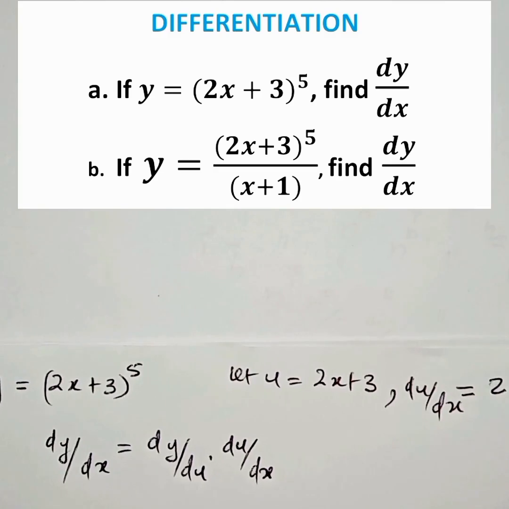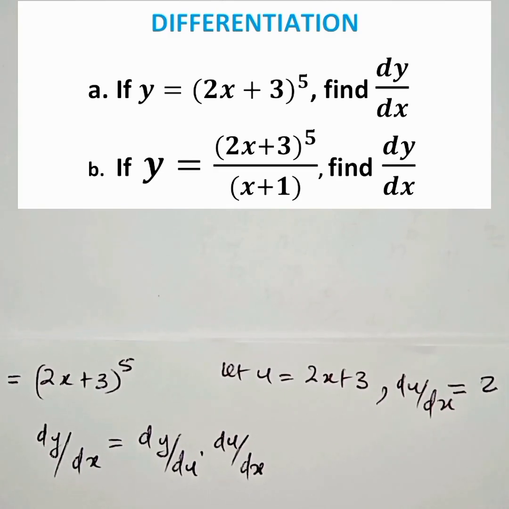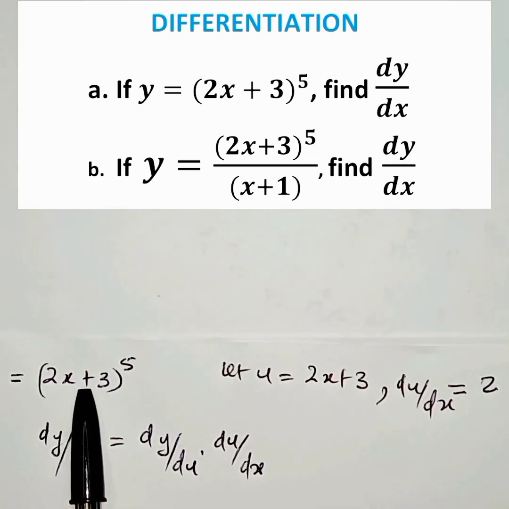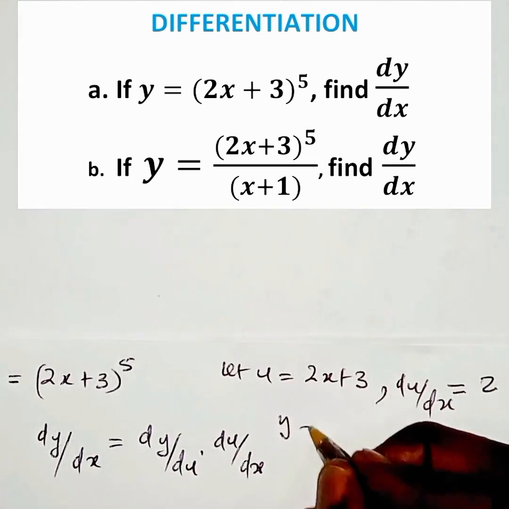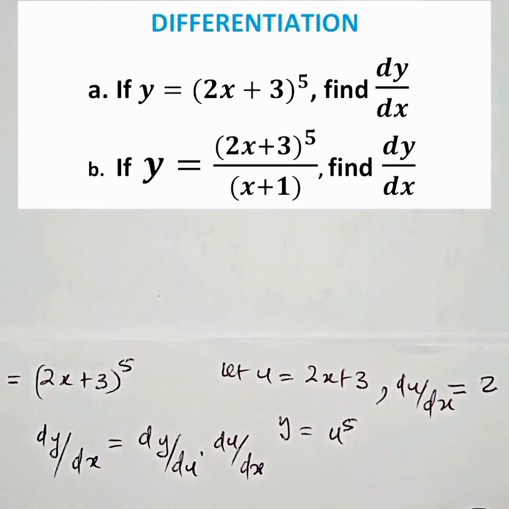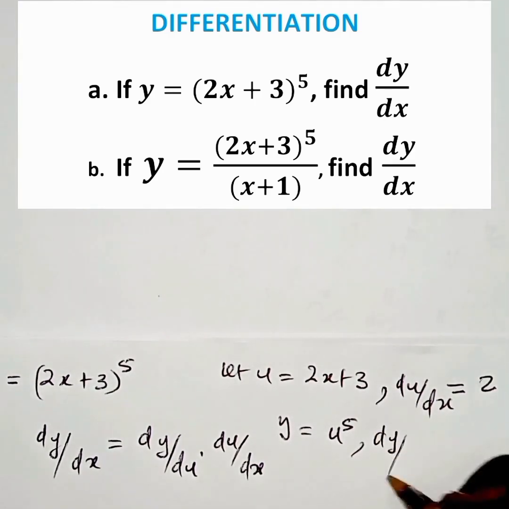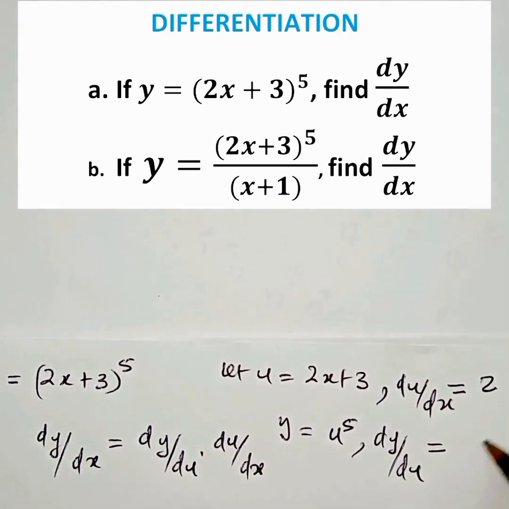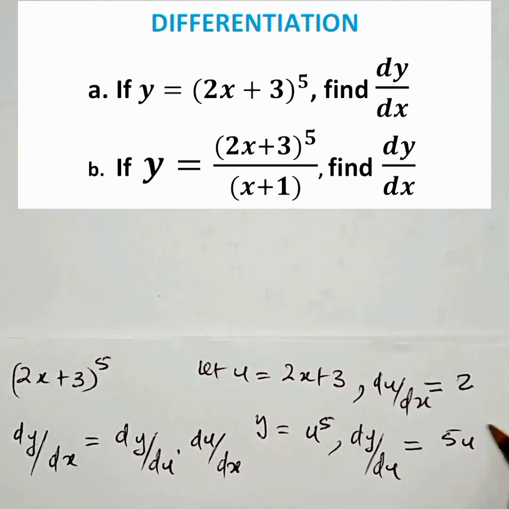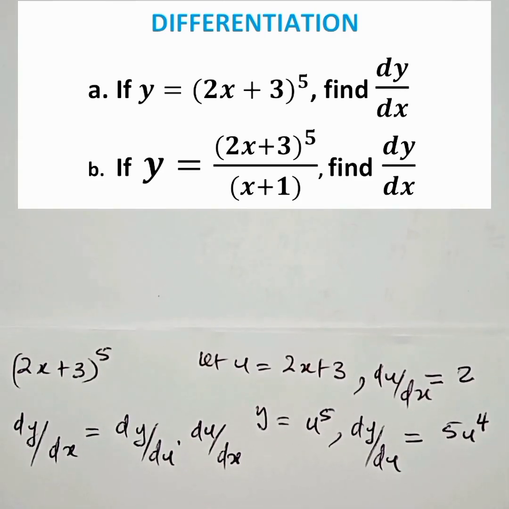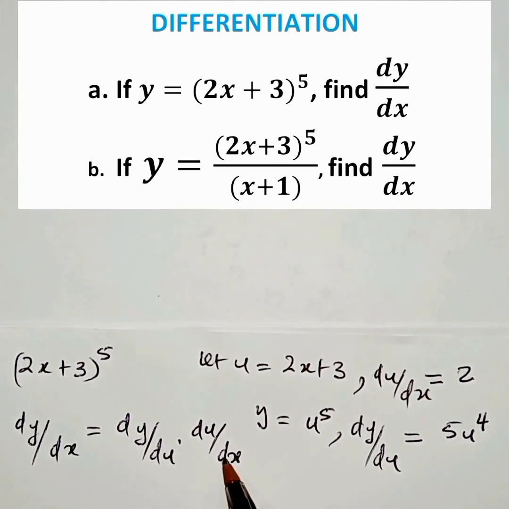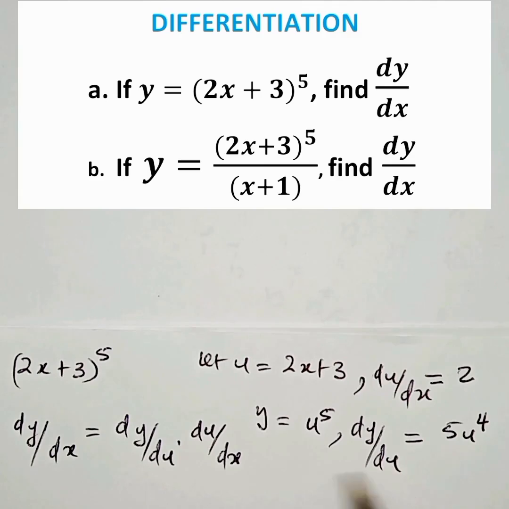Now we are going to look for dy/du. Now, if u is equal to 2x plus 3, we can now say y is equal to u to the power of 5. So we're saying y is equal to u to the power of 5. And then we can find dy/du, and that's going to give us 5u to the power of 4. So now we've got what we need. We've got du/dx, we'll put it there. We've got dy/du, we put it there.